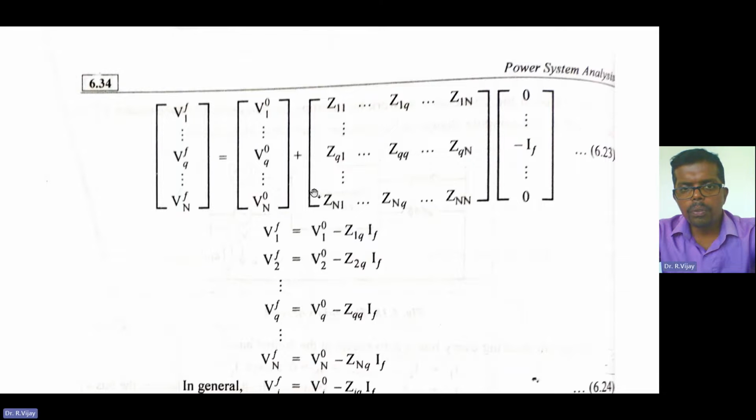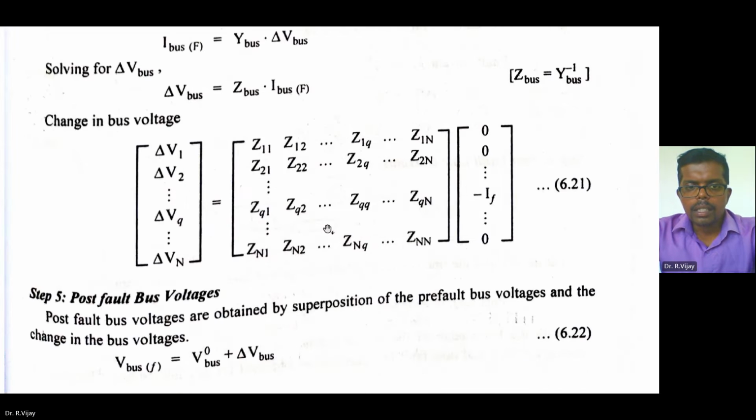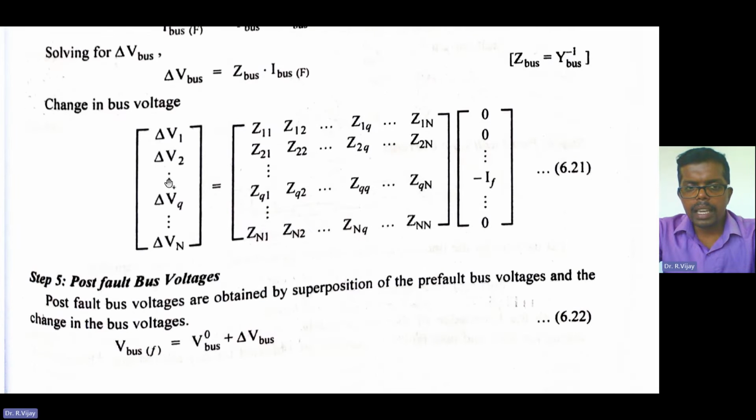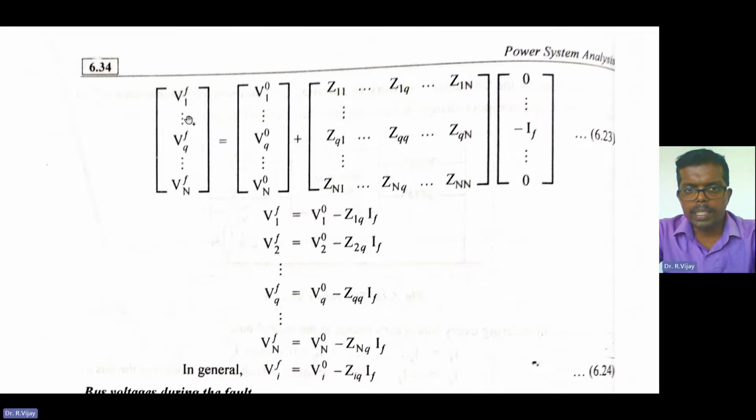So V initial bus plus change in the bus voltage. So change in the bus voltage is the formula Z bus into IF. So same thing we have to substitute over here. That's all. So that is V bus F, that is fault bus voltage. Here you need to write V bus F is equal to V1 naught up to Vn naught plus Z bus into this IF.